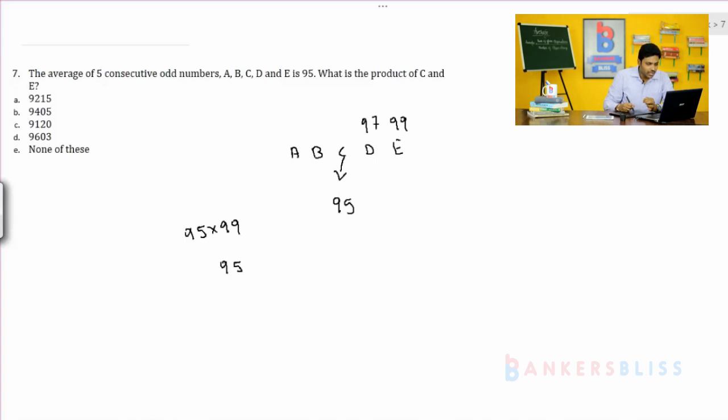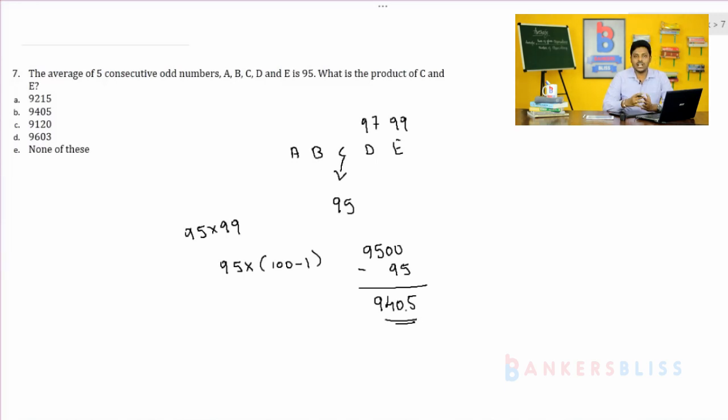Instead of that, you do like this: 95 into, consider 99 as 100 minus 1. These things have to be done in your mind. Don't use paper and pencil for these silly things, because you can save a lot of time. Otherwise, you have to invest a lot of time for each and every minute calculations. So 95 into 100, 9500, minus 95 into 1, 95, you are going to end up with the value 9405. So the answer is 9405, option B.